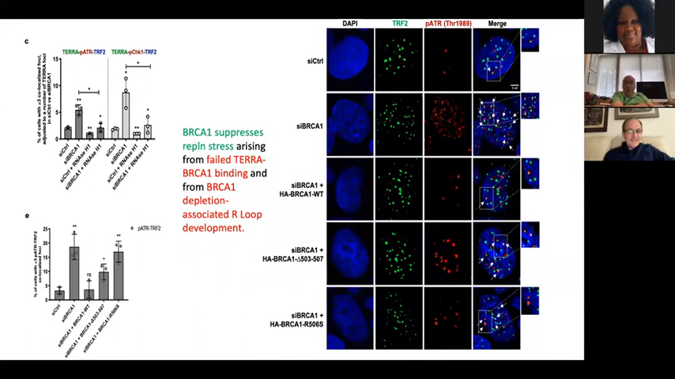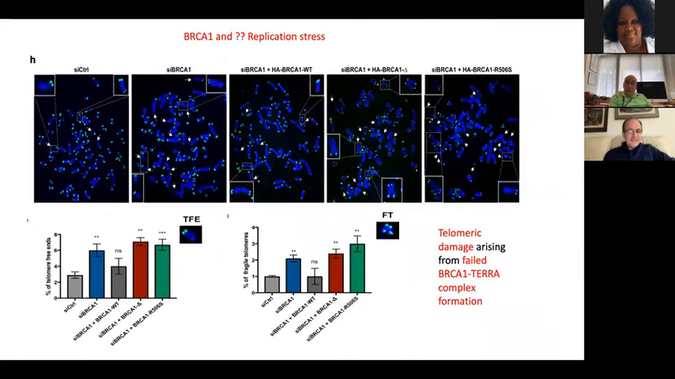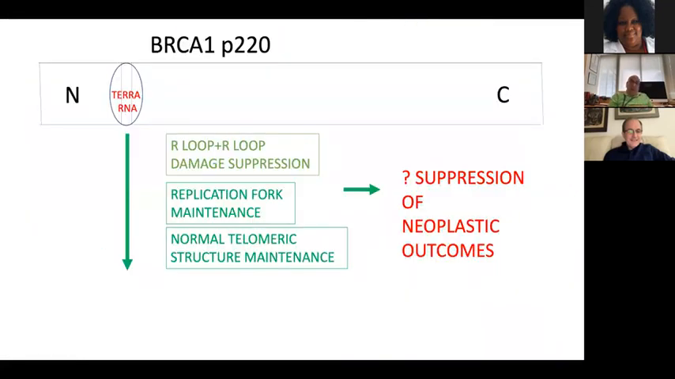But when you put back either of the two mutants, the one that's missing 5 amino acids or the one that's got 1 amino acid substitution, both of which are mutant, the damage-containing telomeres reappear. So I'm going to come right down to this now. TERA binding to BRCA1 P220, which Katerina analyzed using fragments of BRCA1.